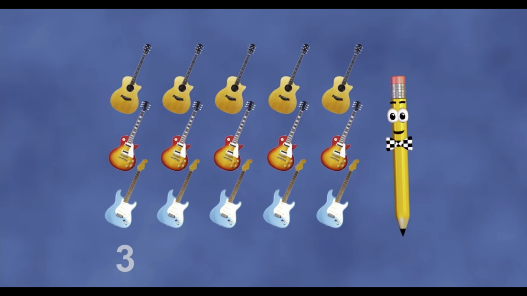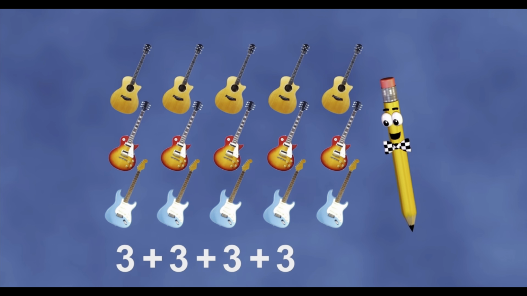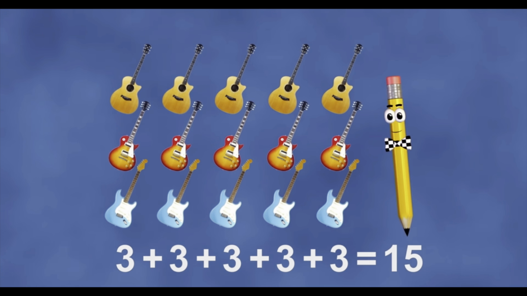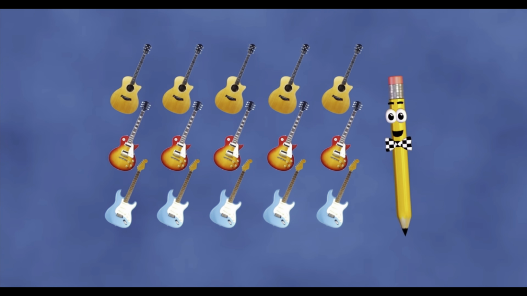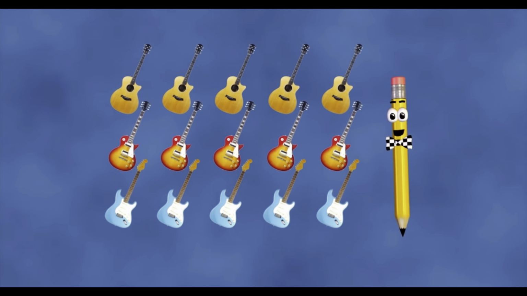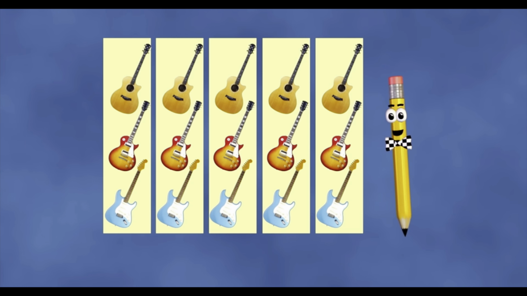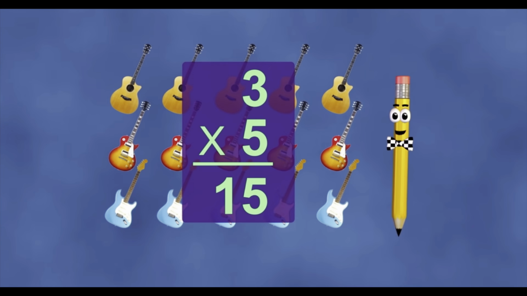Well, you could add 3 plus 3 plus 3 plus 3 plus 3, which gives you 15. But that's so slow. I'd rather be fast. I thought so. And that's where multiplication gives you power. What we actually have are 1, 2, 3, 4, 5 groups of 3 guitars. 3 5 times, or 3 times 5 equals 15.